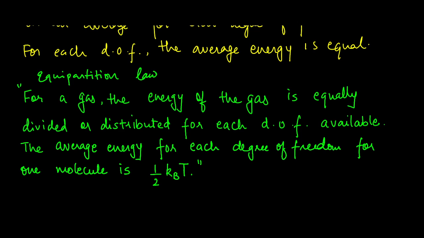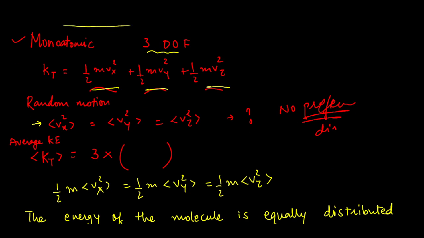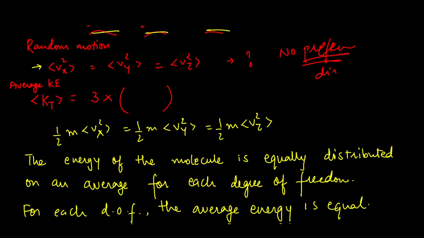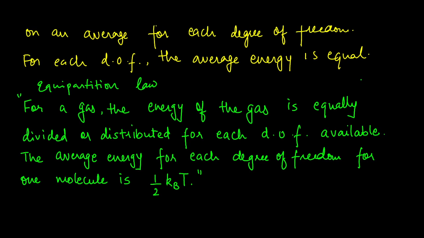Okay, now why is it half kBT? I will explain that shortly. Up to equal you understood, that we are saying that for every degree of freedom the energy is equally distributed, right? Just like here all three come out equal. Now how half kBT comes, I will explain that now. Did you write this? Okay, now how do we know it is half kBT? Right, let's try to understand that.